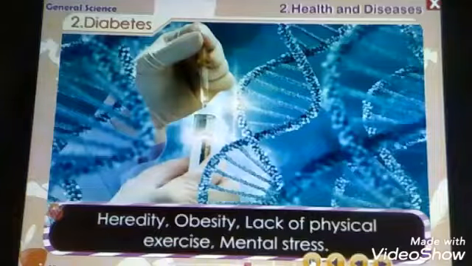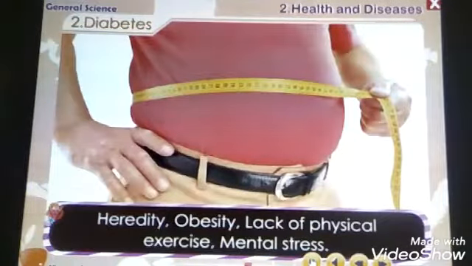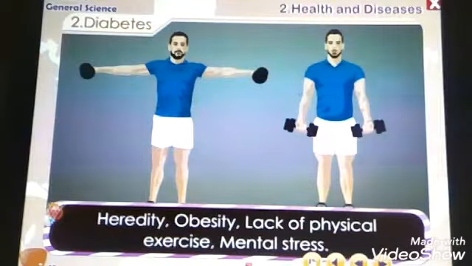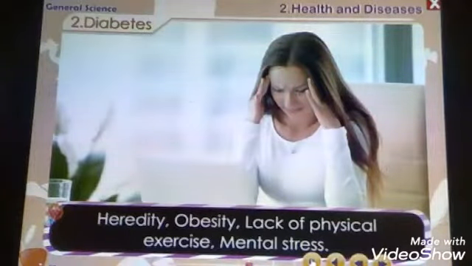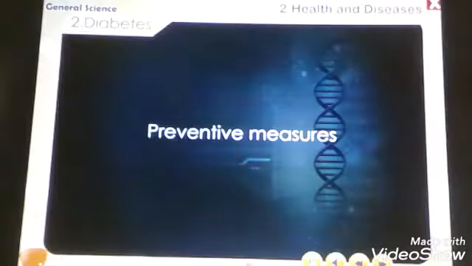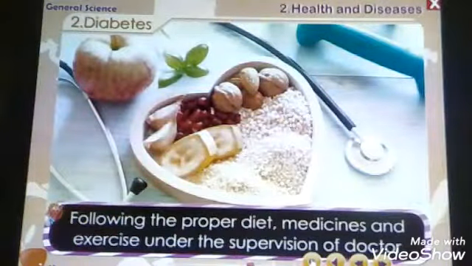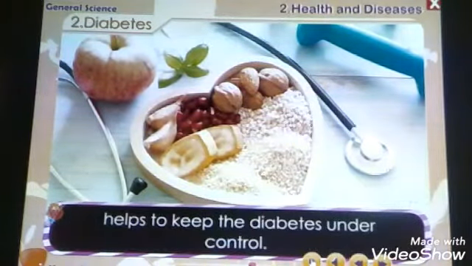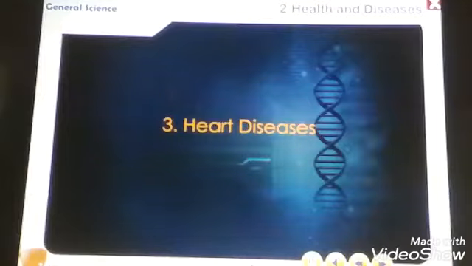Reasons for diabetes: heredity, obesity, lack of physical exercise, or mental stress. Preventive measures: following the proper diet, medicine and exercise under the supervision of a doctor helps to keep diabetes under control. Heart diseases.